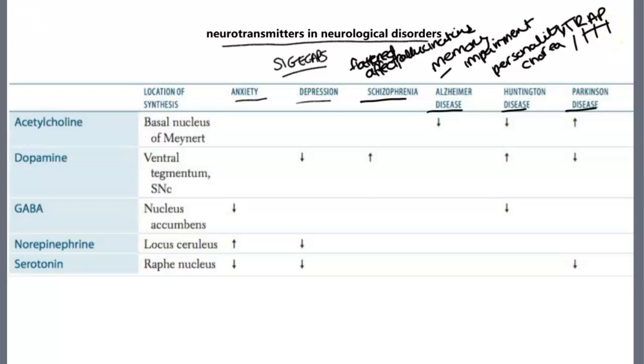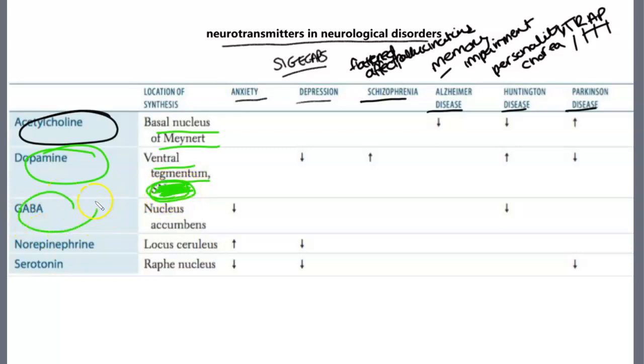So let's look at some of the neurotransmitters here. So the first one that we'll be looking at is acetylcholine. So with acetylcholine, what we want to remember is that its location of synthesis is in the basal nucleus of Meynert. The next one that we have is dopamine. So dopamine is going to be produced in the ventral tegmentum, as well as SNC, which I don't know what that stands for, so we're just going to cross that out and ignore it for now.